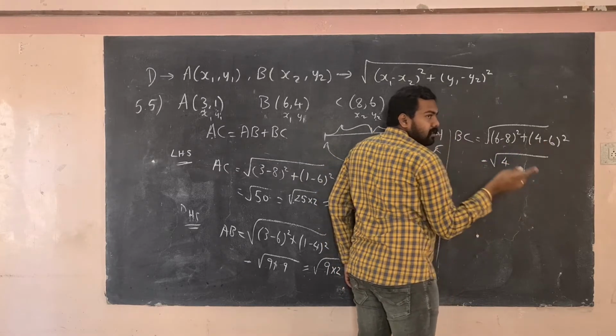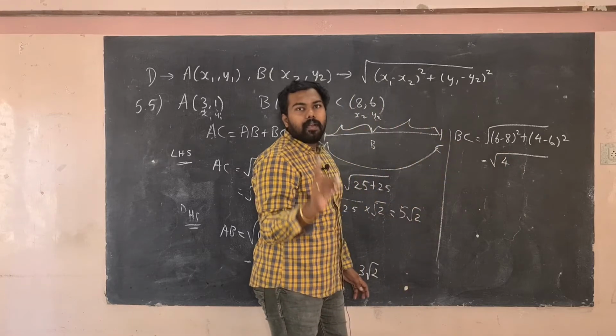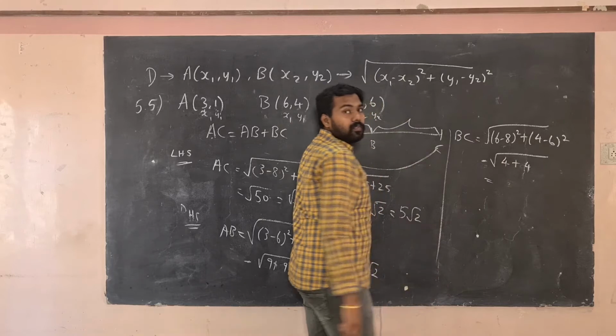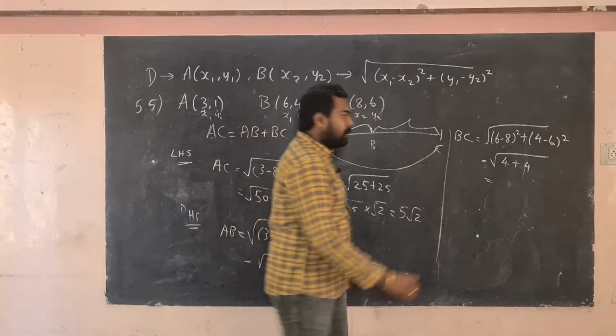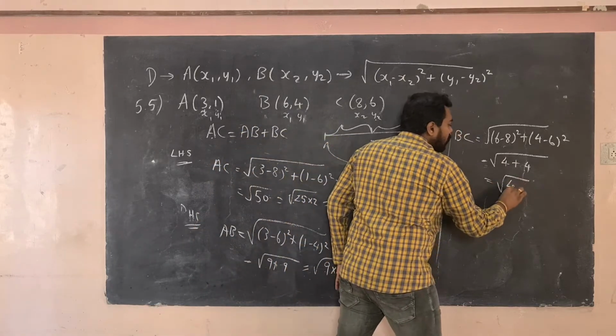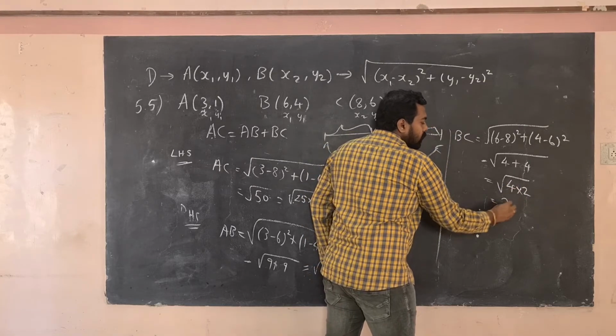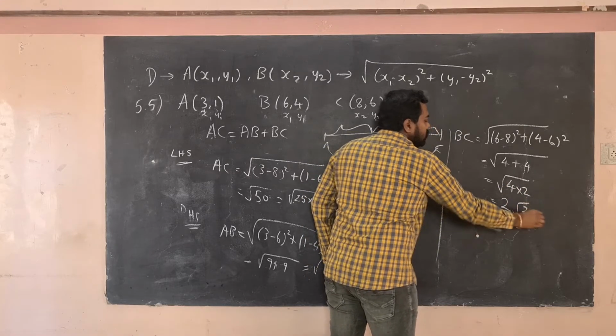4 minus 6 is also minus 2. Minus 2 the whole square is also 4. So this can be written as 4 plus 4 is 8. So 8 can be written as root of 4 into 2. Right? 4 into 2. So what is the square root of 4? It is 2. Remaining thing is 2 root 2.